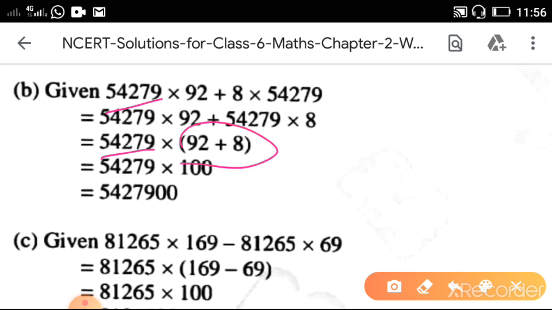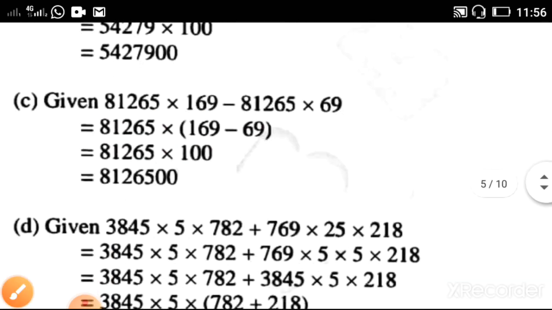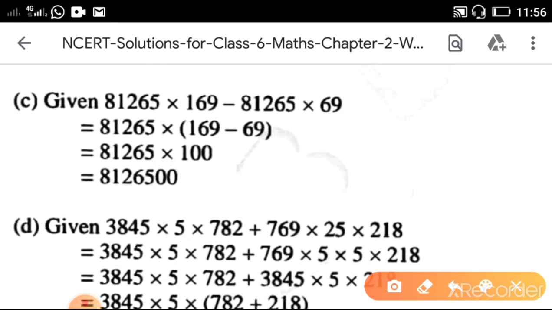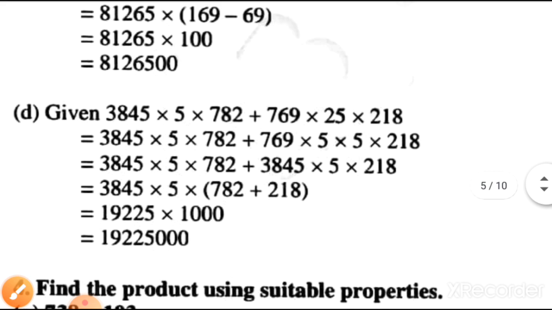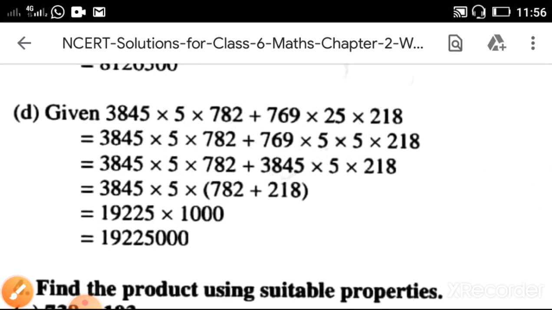Here it remains 92 plus 8. So what is the addition? 100. Now 100, it is easy to multiply with the given number. In example C, instead of addition here subtraction is given and the remaining concept is the same. So try yourself. Next, D.